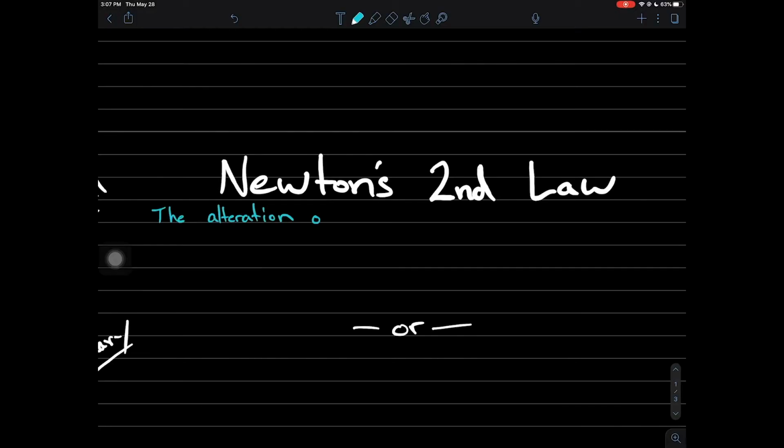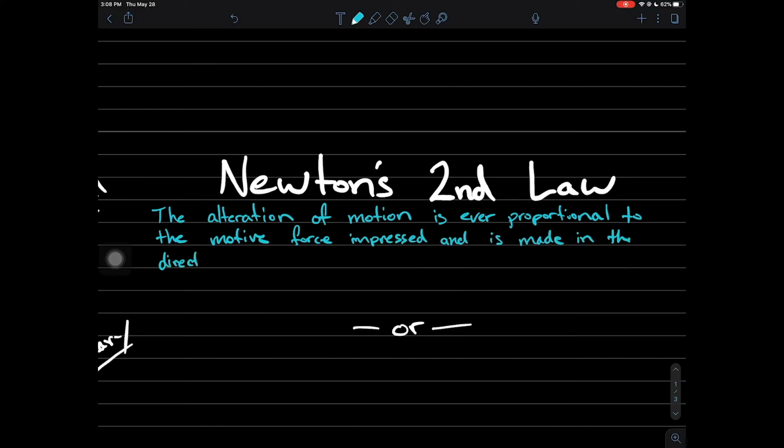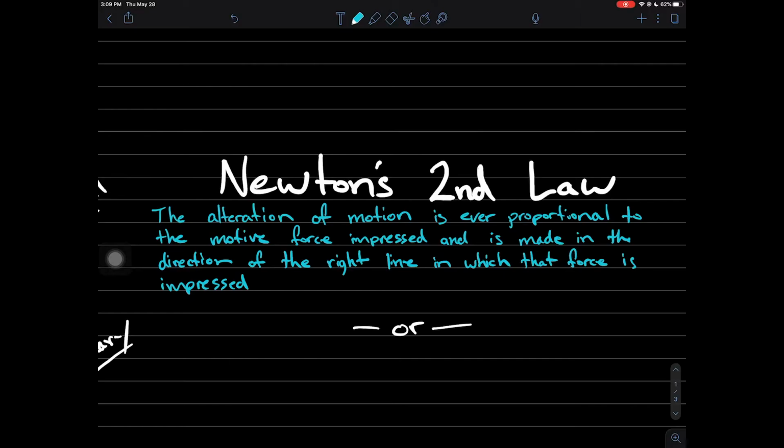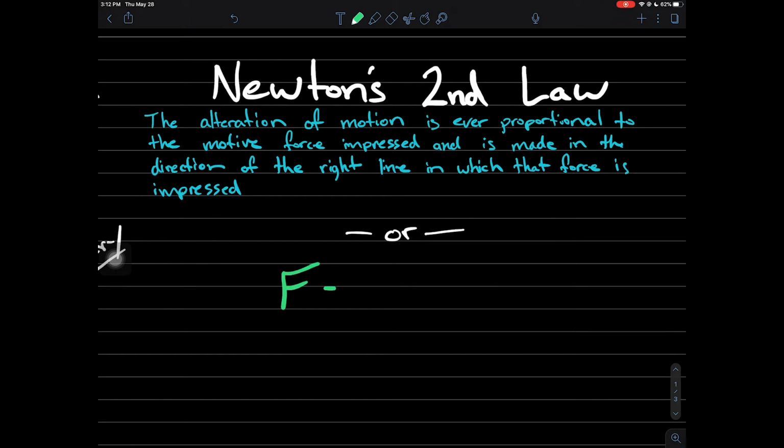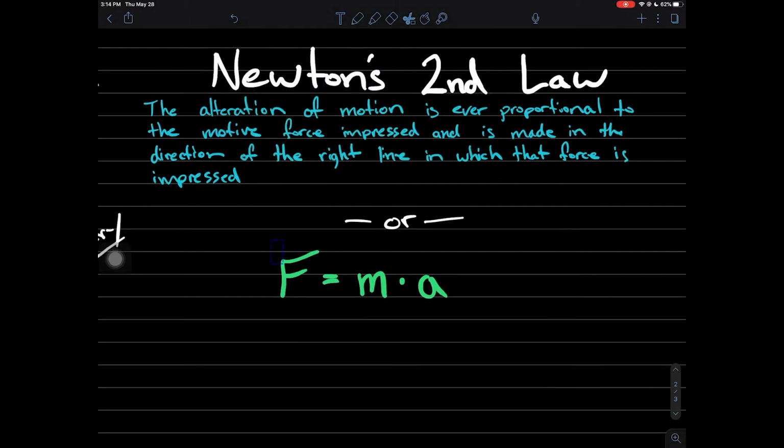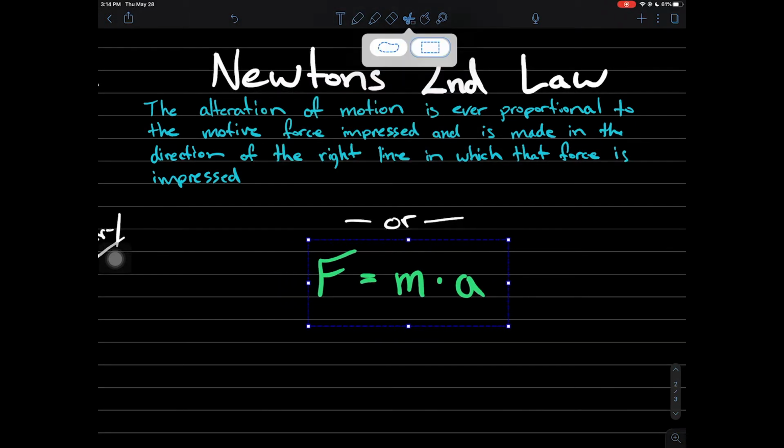Okay, so Newton's second law states that the alteration of motion is ever proportional to the motive force impressed and is made in the direction of the right line in which that force is impressed. Or, in other words, force equals mass times acceleration. Okay, now how did I boil all of that down to F equals m times a?